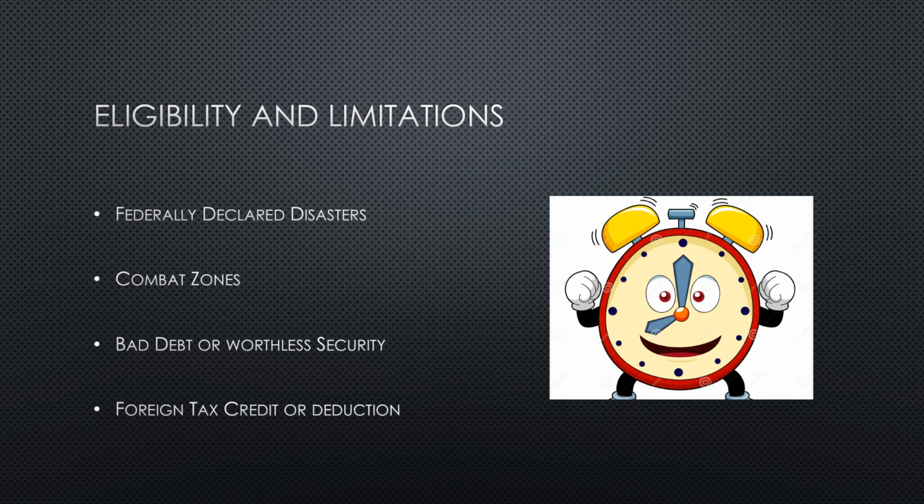Form 1040X used to claim a credit or refund based on bad debt or worthless security must be filed within 7 years after the due date of the return for the tax year in which the debt or security became worthless. Foreign tax credit deductions must usually be filed within 10 years from the due date for filing the return for the year in which the foreign income taxes were actually paid or accrued.